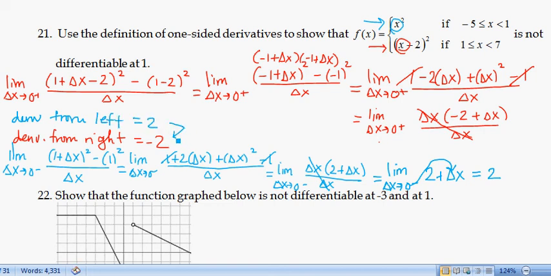So these two things are not equal, and I apologize for the not so organized work, but they're not equal, and so that's showing us that the function is not differentiable at 1.